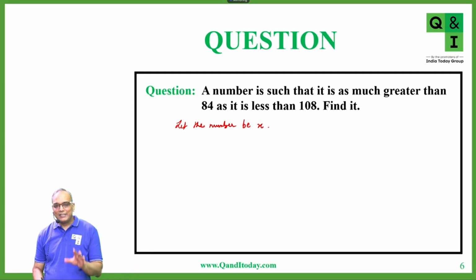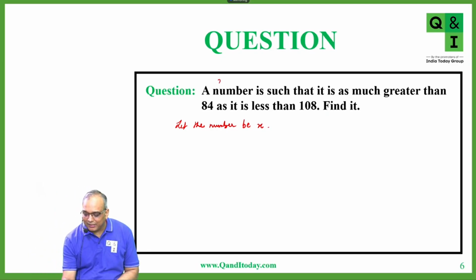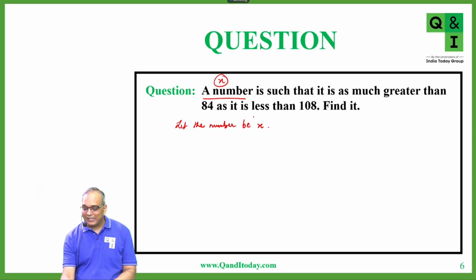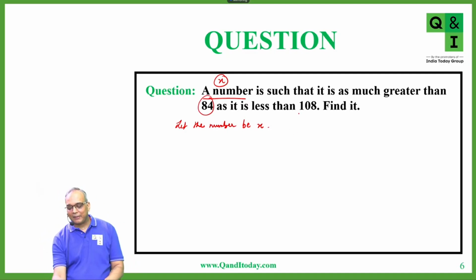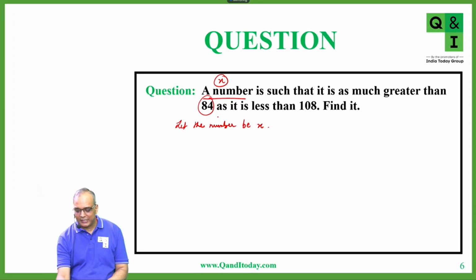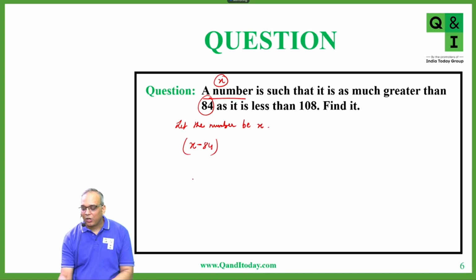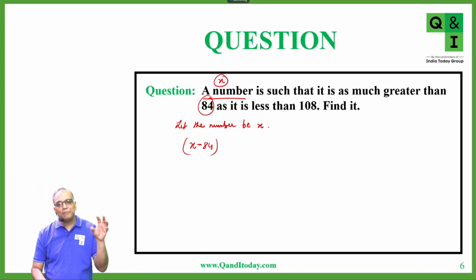Now, what is being asked? You have to convert it into a mathematical statement. It says that a number, which we have called x, is as much greater than 84 as it is less than 108. That means the difference of this number x and 84 is the same as the difference of 108 and x. In the first statement, it is as much greater than 84, which means x minus 84. This tells you how much that number x is greater than 84.